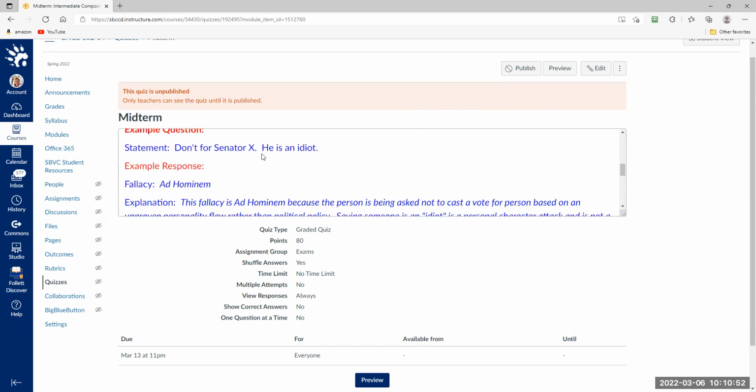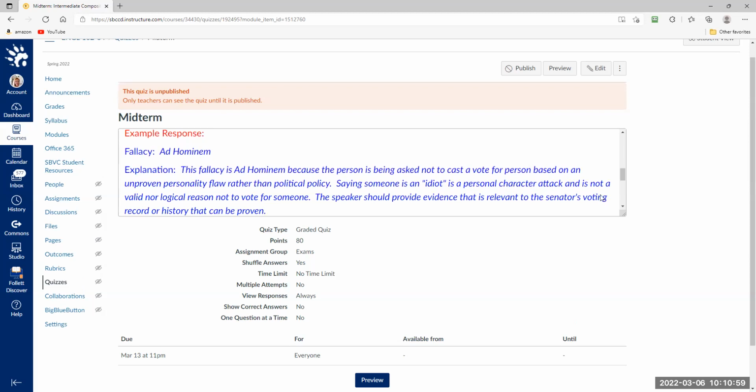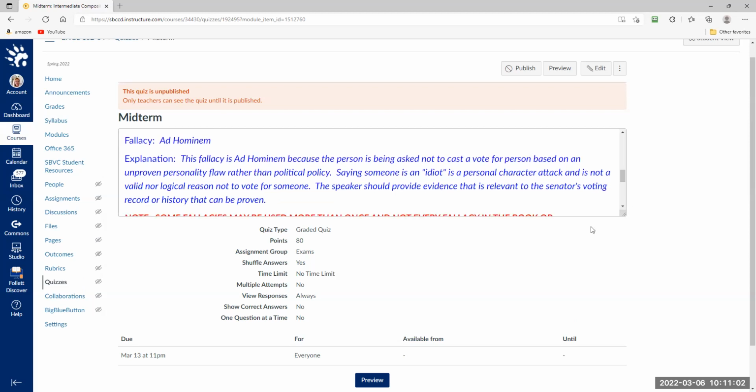Don't vote for Senator X, he's an idiot. So your response would be something like this. The fallacy is ad hominem. The explanation is this fallacy is ad hominem because the person is being asked not to cast a vote for a person based on an unproven personality flaw rather than political policy. Saying someone is an idiot is a personal character attack and is not a valid nor logical reason not to vote for someone. The speaker should provide evidence that is relevant to the senator's voting record or history that can be proven.